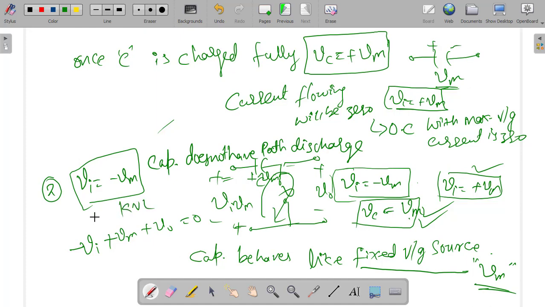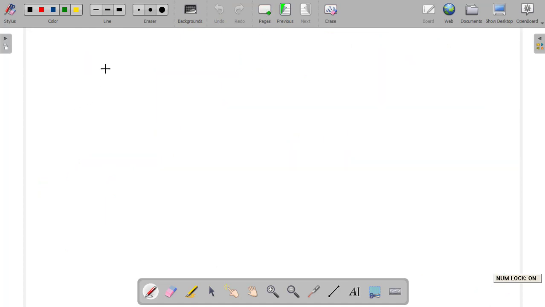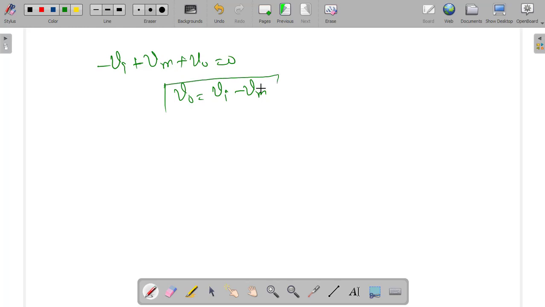So what happens in KVL? You have minus Vi plus Vm plus V0 is equal to 0. I want to find V0, the output voltage. V0 is given by Vi minus Vm. This is my output voltage in terms of Vi and Vm. How can I rewrite this? Vi plus or minus Vm.